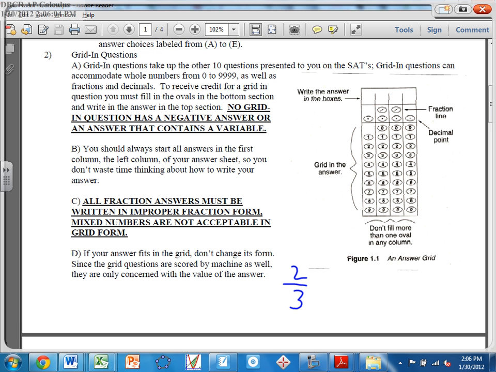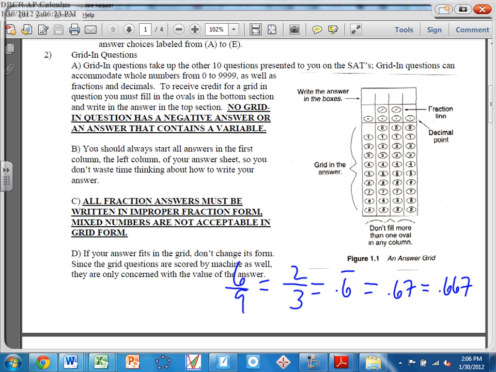I know 2/3 as a decimal can be written as 0.6 repeating. It's the actual representation. I could round it to 0.67. I could really round it to 0.667. I could represent this really as 6/9. Those are all the same things. They all mean 2/3. So I have many ways to bubble this in.